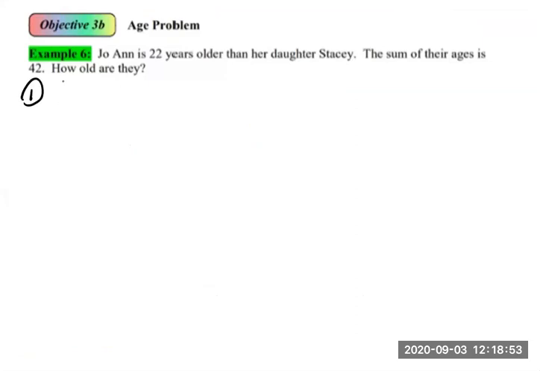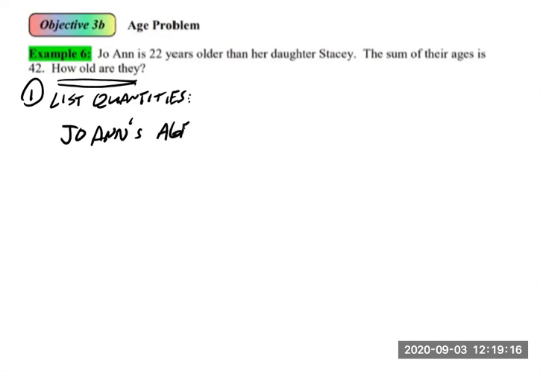When it's asked how old are they, I'm just going to list the quantities that I'm looking for. I'm looking for Joanne's age and her daughter Stacy's age. So I'm just going to list these: Joanne's age, and then the daughter Stacy's age. Now this is the first step.